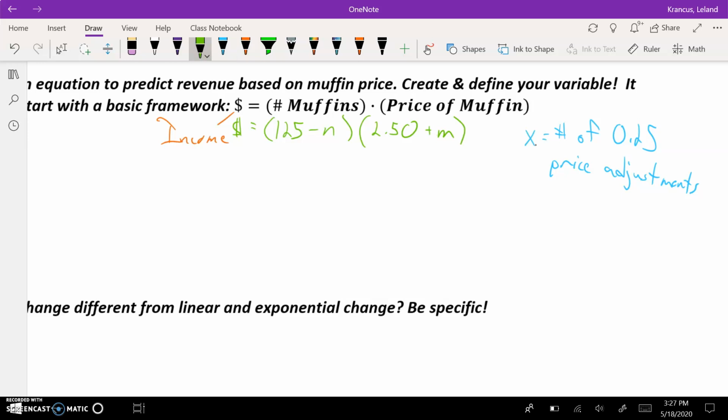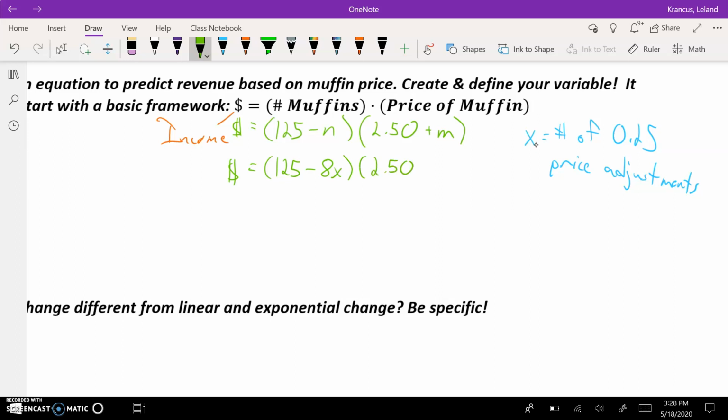So if we define one variable as a number of price adjustments, we can actually turn this into a nice two-variable equation. Well, it's a little bit of a messy two-variable equation. So this time you can say, well, we've got 125 muffins, and we take away 8 muffins every time we adjust the price once by 25 cents.